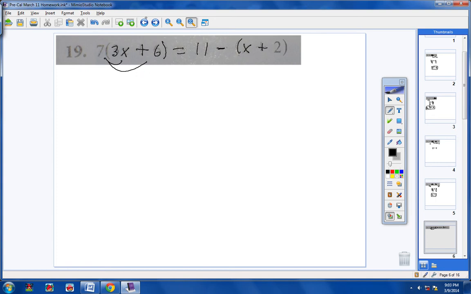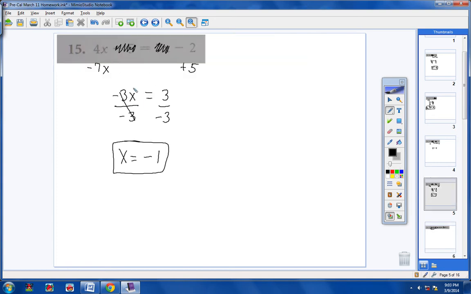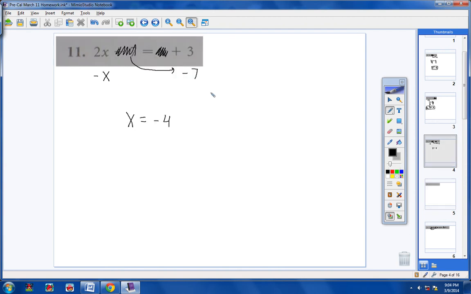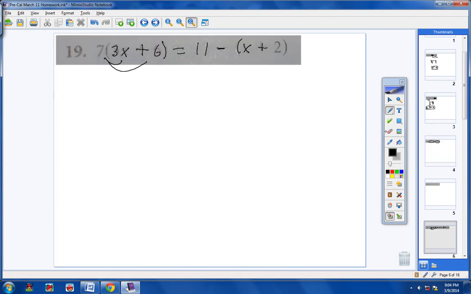You really don't want to start moving terms around like we did over here until you've simplified the left side and the right side. Now the last problems that we did, there was no simplifying you could do. In number 15, you can't combine unlike terms. Same thing in number 11. You cannot combine unlike terms. So there was no simplifying that we could do on this side or on this side. Okay? But here in number 19, that's not true. There is some simplifying we can do, and so we're going to go ahead and do that now. Here we go. So 7 times 3x is 21x.